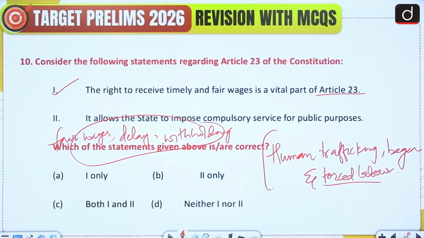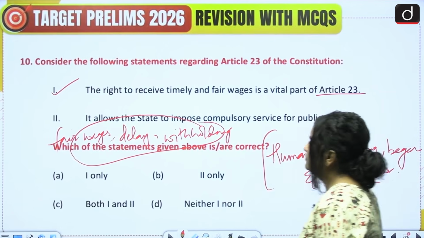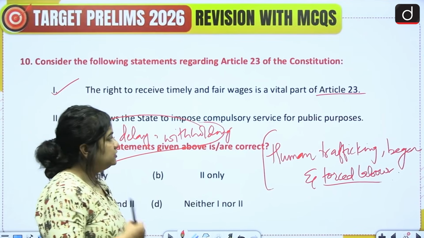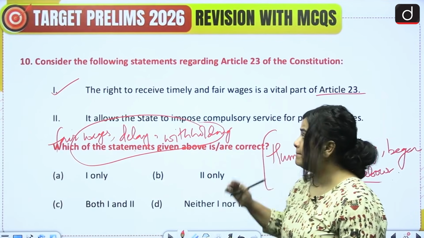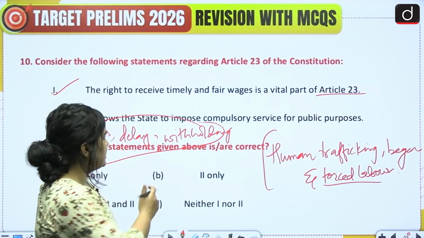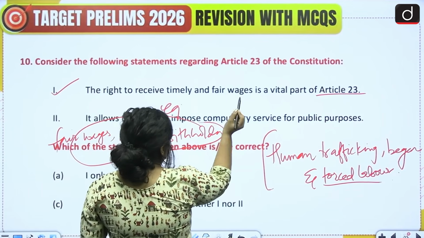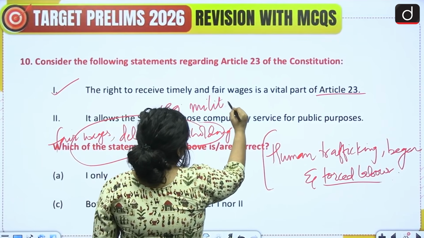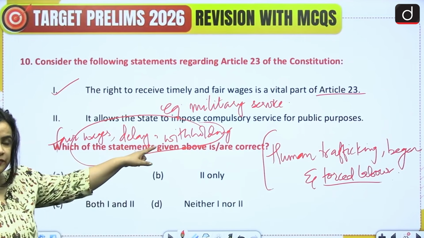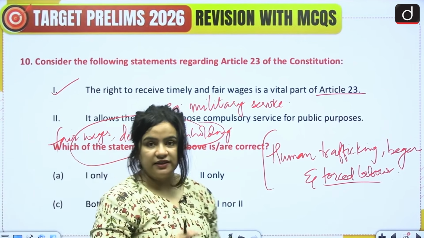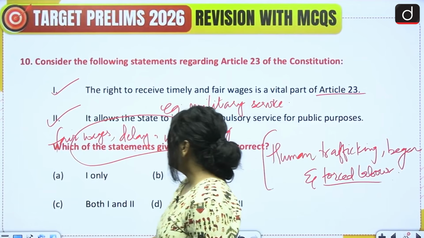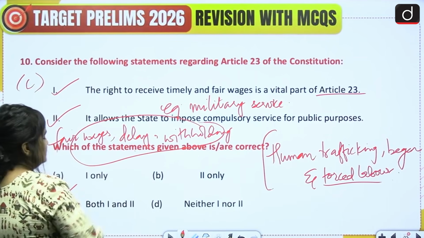The second statement says it allows the state to impose compulsory service for public purposes. Indeed. And why is this mentioned? Because in case of crisis or in case of emergency, the state may actually impose compulsory service on people. So, for example, let's say in dire needs, the state may impose compulsory military service. Now, that will not be called coercion, that will not be considered forced labor, and the government or the state is well within its right to do so. Hence, the statement is also correct, and we have both 1 and 2 or option C as the correct answer.